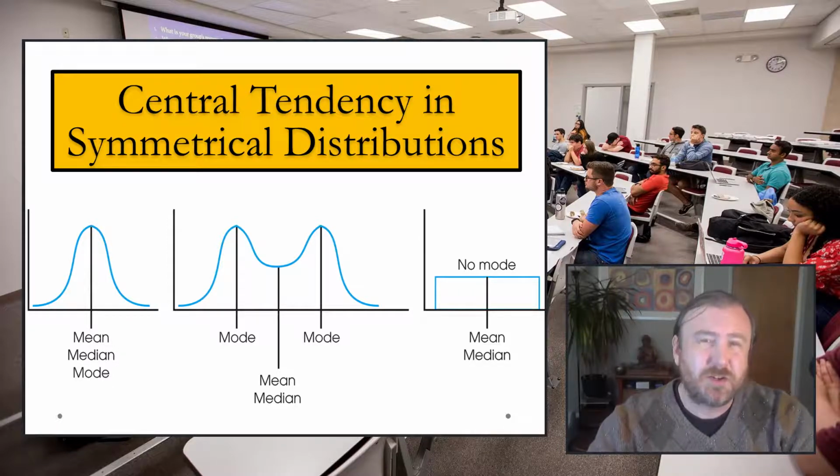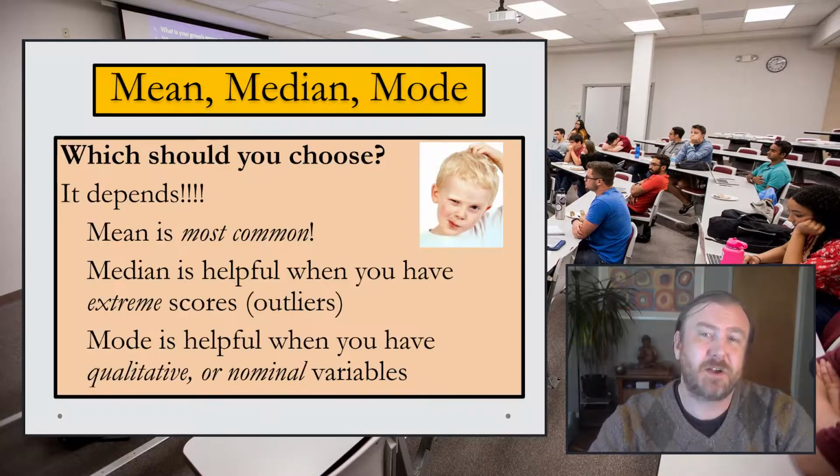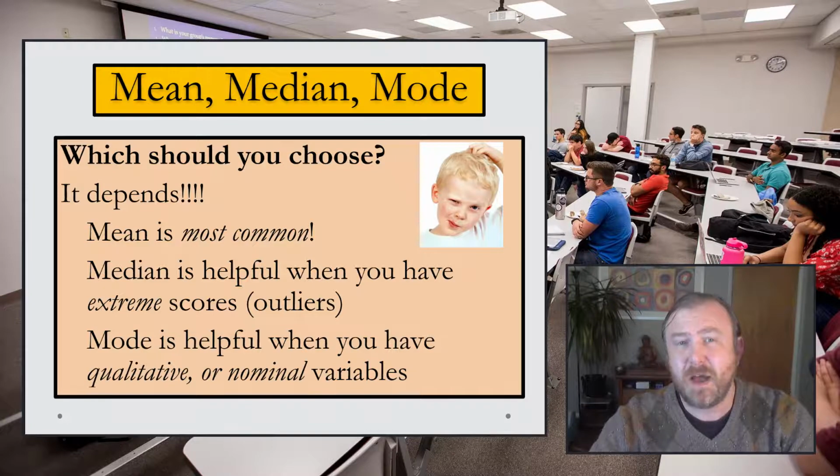So which one should you choose to use to describe the central tendency of a data set? Well, most of the time you're going to use the mean, but the mean is only effective to the degree that your distribution is normal. Sometimes your data is not going to be normally distributed, and when that's the case, it's not going to be advisable to use the mean.